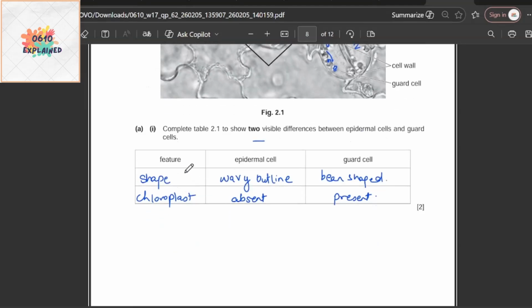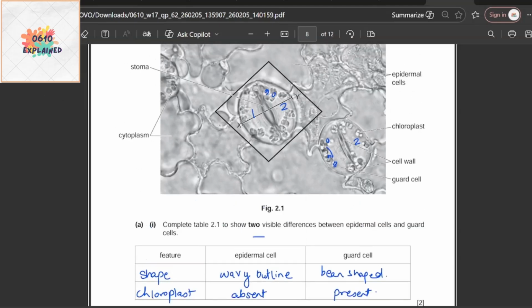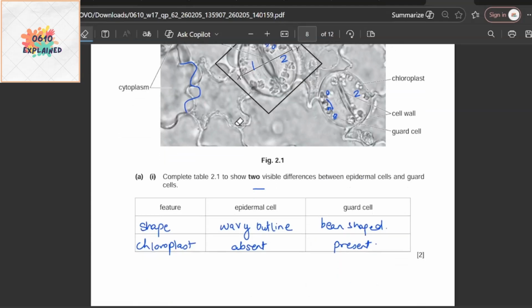So first they have asked you to mention the feature. So we have spoken about the shape. The epidermal cells, you can see, are very precisely shown as wavy lines, and the shape of the guard cell, as I mentioned, is a bean-shaped structure. Okay, so this is what we are looking for. Next, obviously, it is shown that the chloroplast is present in the guard cell, and as we know that the epidermal cells are transparent, we can say that the chloroplast is absent.